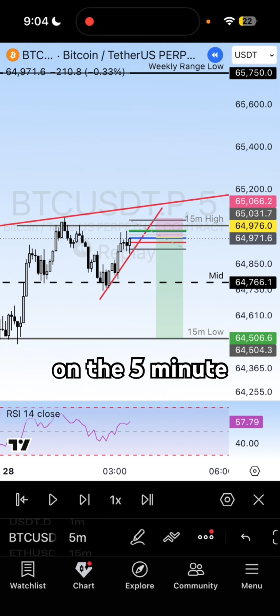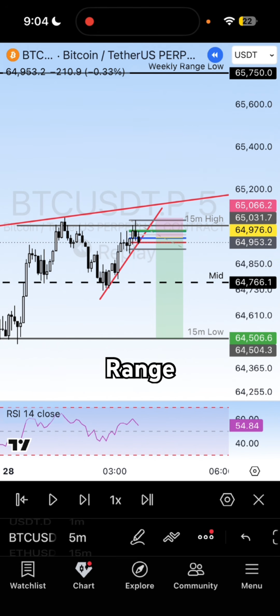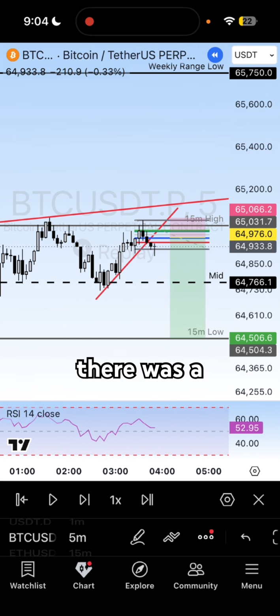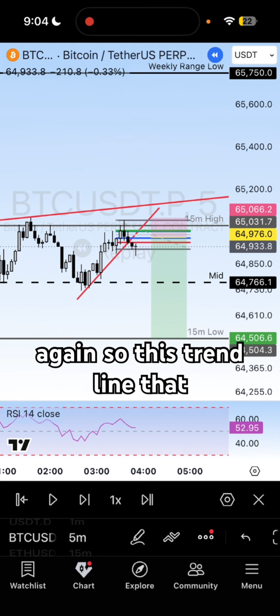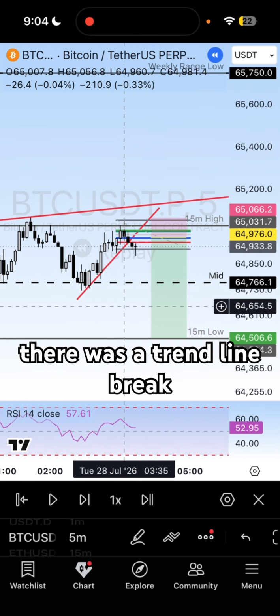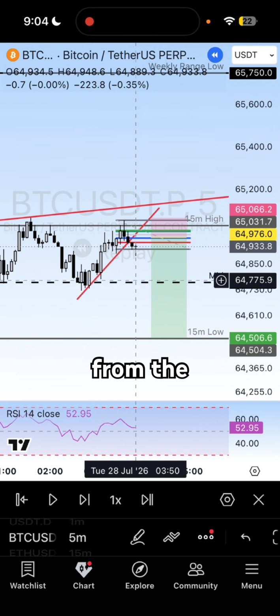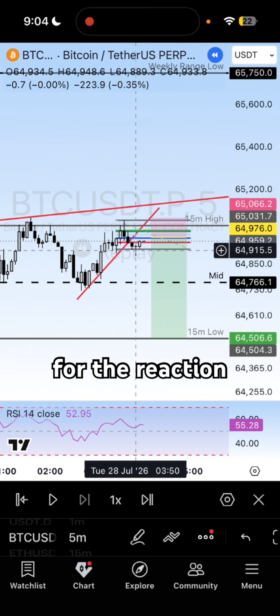So on the 5-minute, I waited for it to go back to the range high, and what happened? It had a reaction, and there was a trend line break over here again. So this trend line that I drew, there was a trend line break that happened here, and after the trend line broke, I drew the fib from the start of the thumb to the end of the thumb, which is over here, and I waited for the reaction.